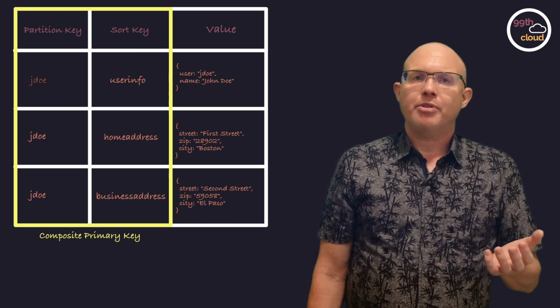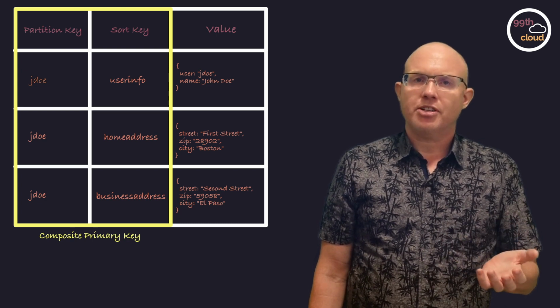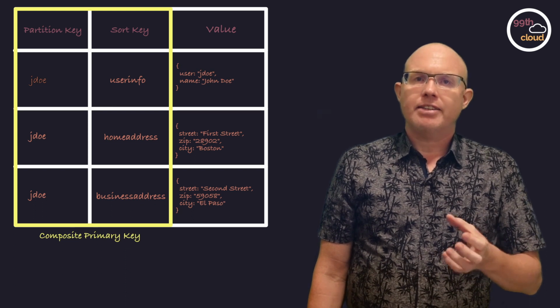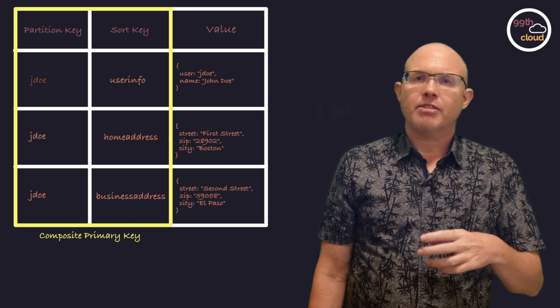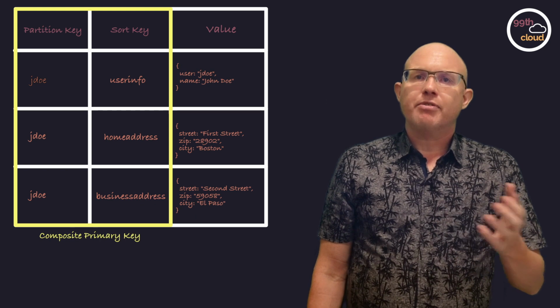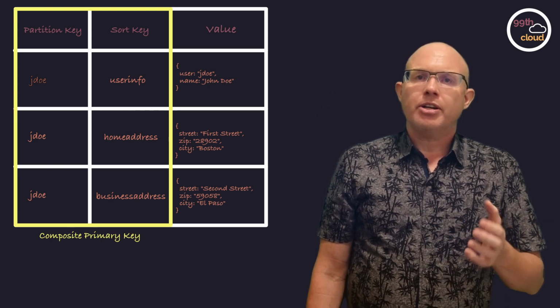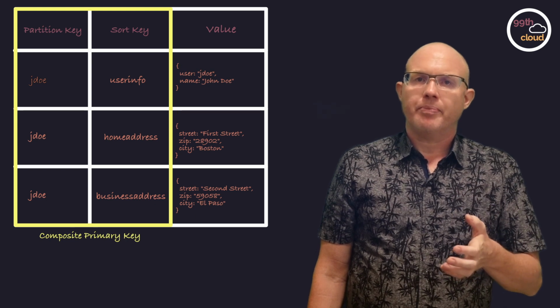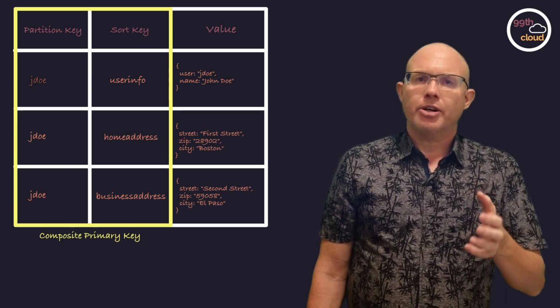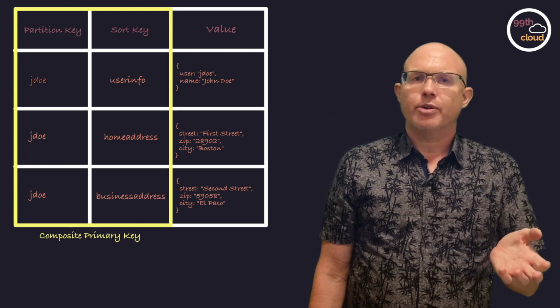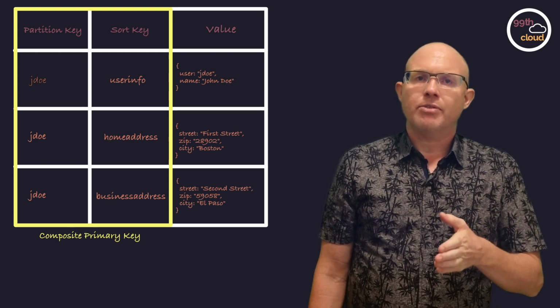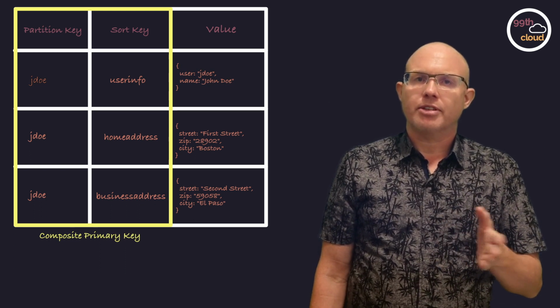In this example, we have the username as the partition key, and then we have related data specified as the sort key. If we wanted to retrieve all data for JDO, we would query only for the partition key. But if we only wanted the home address of JDO, we could further filter down on the home address using the sort key.